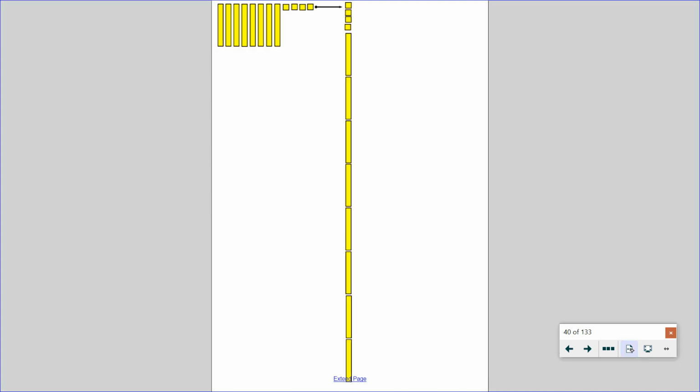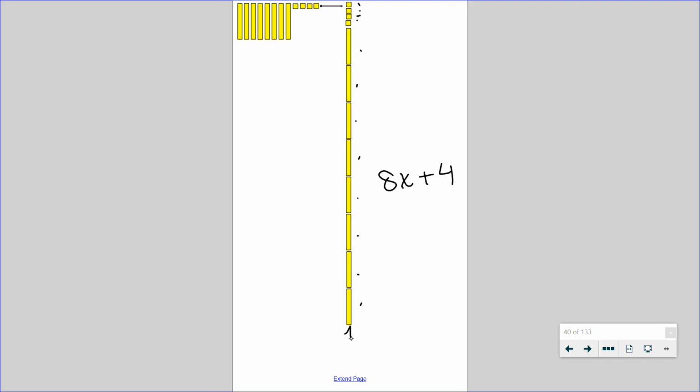So let's look at this all together. Nice long rectangle here. Let's look at the dimensions. So I have 1, 2, 3, 4, 5, 6, 7, 8 x tiles plus 1, 2, 3, 4. Okay, and that measures by a width of 1. So what that means is I can factor 8x plus 4 as 1 times 8x plus 4. So that's one way. Let's see if we can come up with another way.